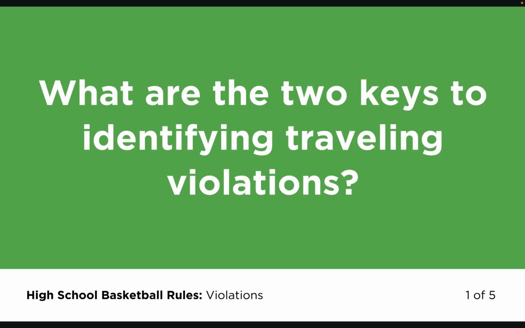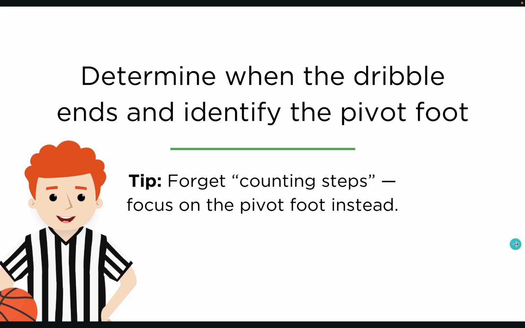Traveling is one of the most difficult calls in high school basketball. The game happens fast, and there's a lot of pieces of information we need to know to identify a traveling violation correctly. But what are those 2 keys? Key number 1 is determining when the dribble ends. Key number 2 is identifying the pivot foot. We have to know both of these pieces of information to identify traveling violations correctly. And forget counting steps. Focus on that pivot foot.